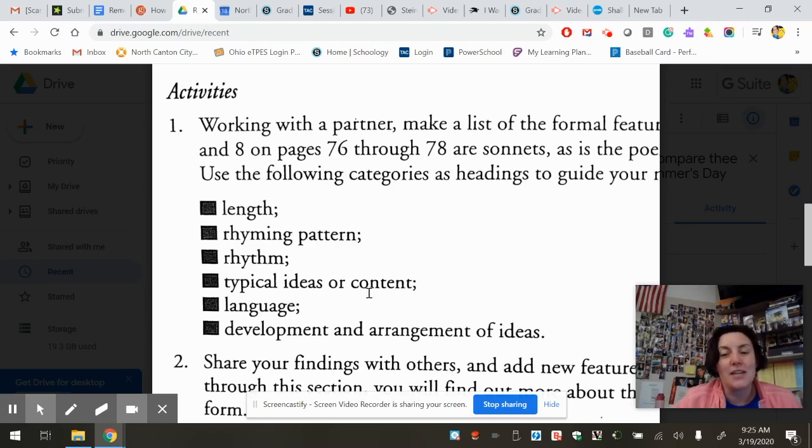Typical ideas or content: sonnets are poems of praise. They are about saying how awesome somebody or something is in general. Shakespearean sonnets especially are poems of praise. Now, Petrarchan sonnets tend to get used for things that are a little bit deeper thought kinds of ideas. The language usually makes some sort of reference to nature. And then there is the development or arrangement of ideas.